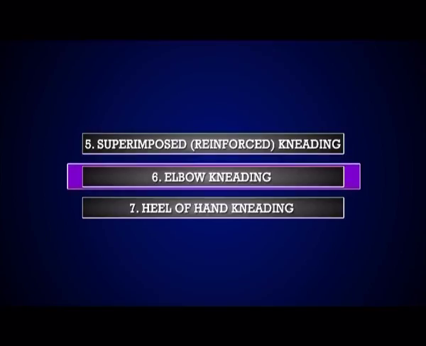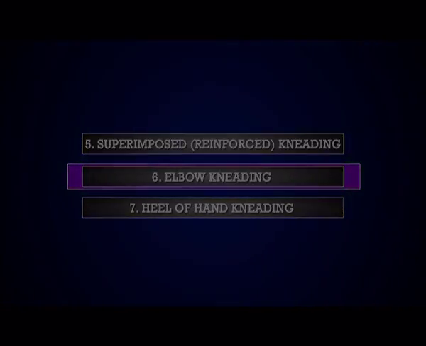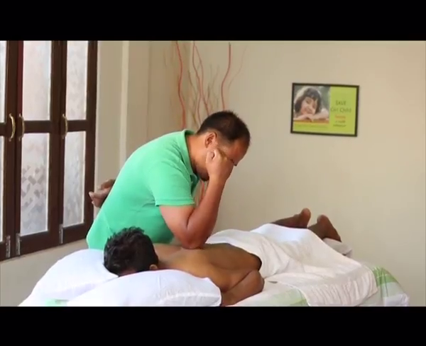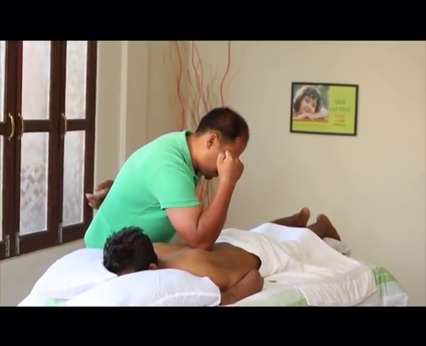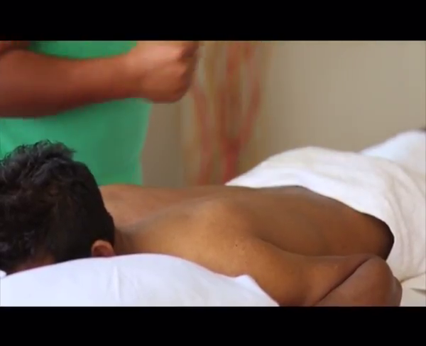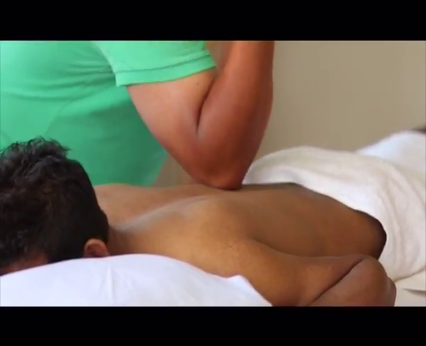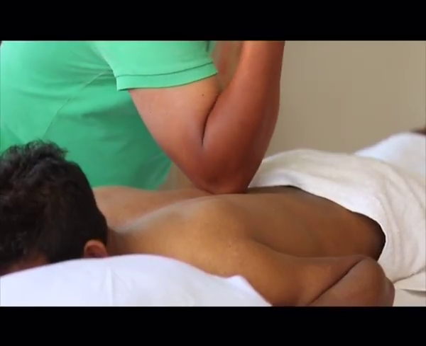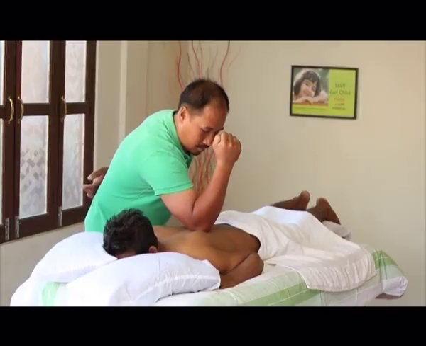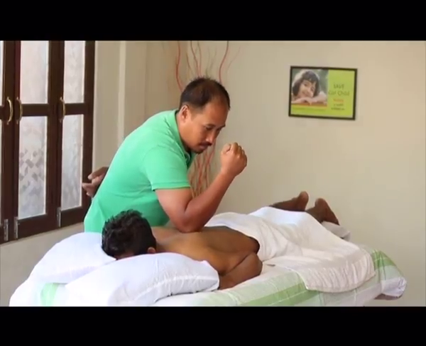Number 6. Elbow kneading. This is performed by the bent elbow, which is placed on the area to be treated. The best available part of the elbow is used to form stationary circular manipulations, usually on the muscles of the interscapular region at the back or the gluteal region, where greater depth is required.